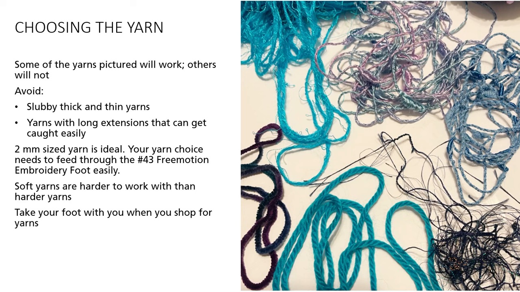Your yarn needs to fit through that number 43 free motion embroidery foot easily. Soft yarns are harder to work with, but the benefit of soft yarns is you can feed them through by pulling and feed them through that little hole, and it's going to catch every time. But they do look different depending on if you do a straight stitch or you do a decorative stitch, and we're going to talk about that in just a moment. Best practice is to take your foot with you when you're shopping for your yarns.